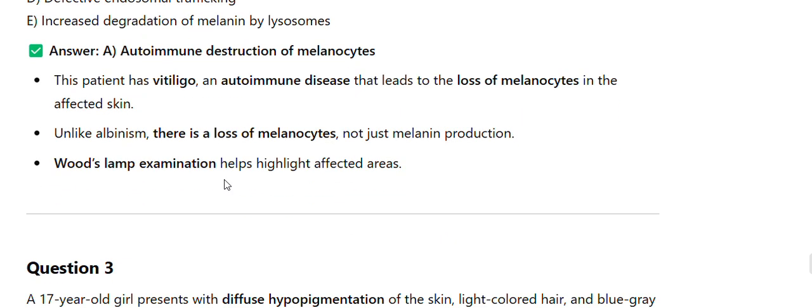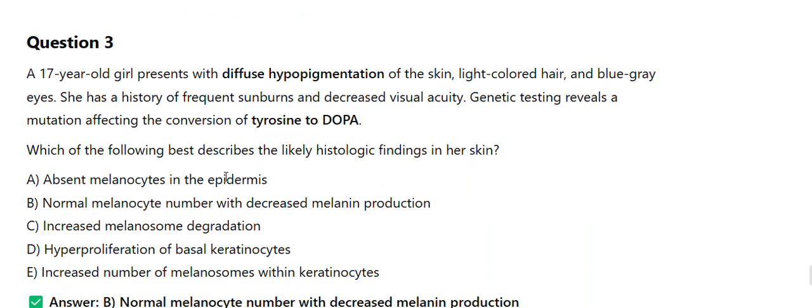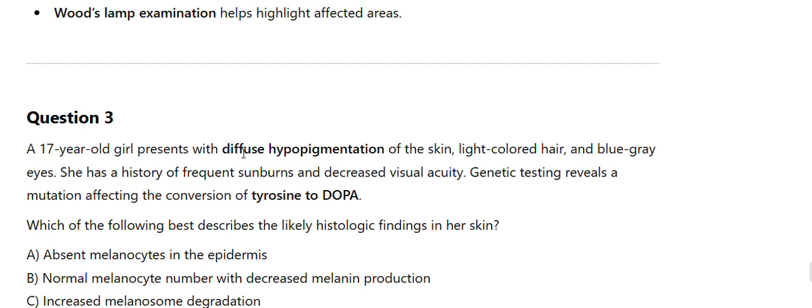Question 3. A 17-year-old girl presents with diffuse hypopigmentation of the skin, light-colored hair, and blue-gray eyes. She has a history of frequent sunburns and decreased visual acuity. Genetic testing reveals a mutation affecting the conversion of tyrosine to DOPA. Which of the following best describes the likely histologic findings in her skin?